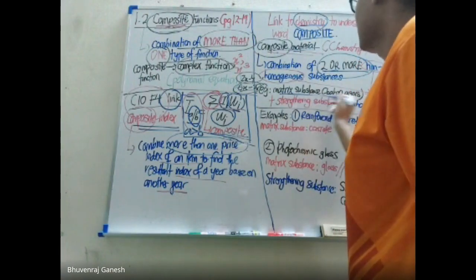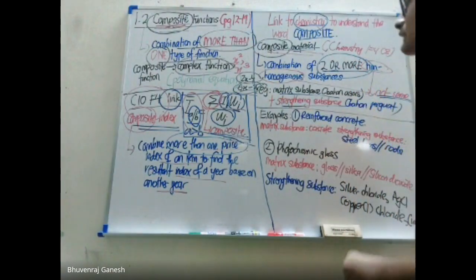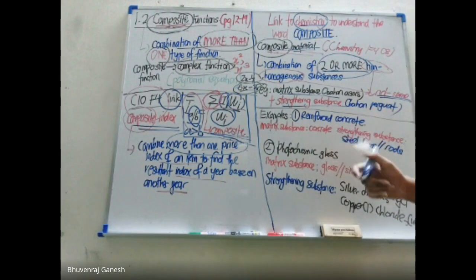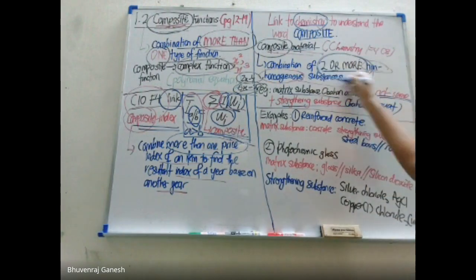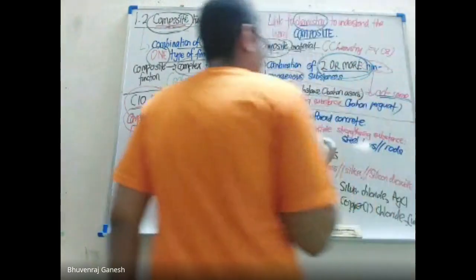These two substances can be the matrix and strengthening substance. So I'm just elaborating more on what I mean by these two or more non-homogeneous substances. The examples you can see here.